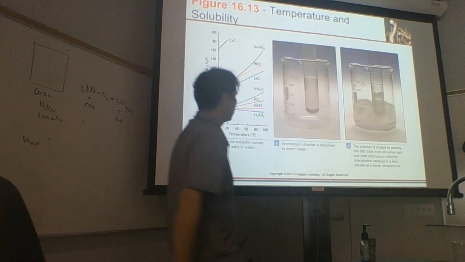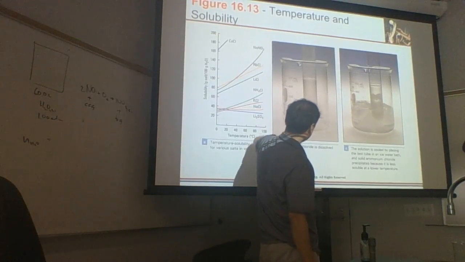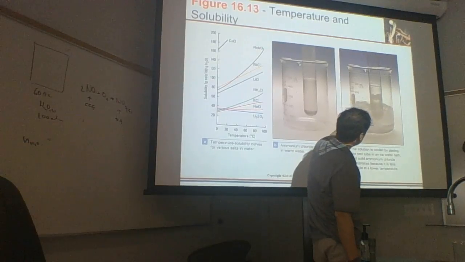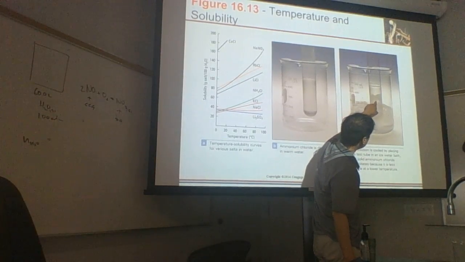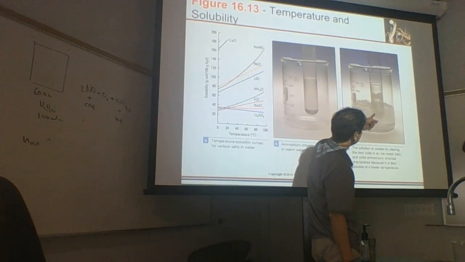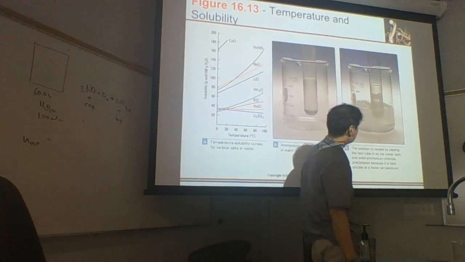Here they have ammonium chloride in warm water, and then they cool it down. And you can see solid ammonium chloride crystals in there. Ammonium chloride seems to nucleate and crystallize easily, so just by cooling it, crystals form easily.